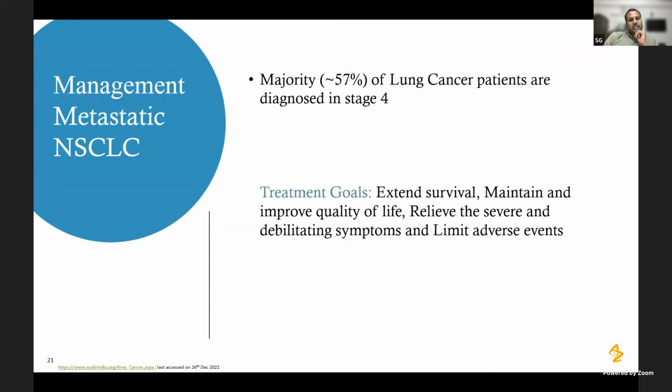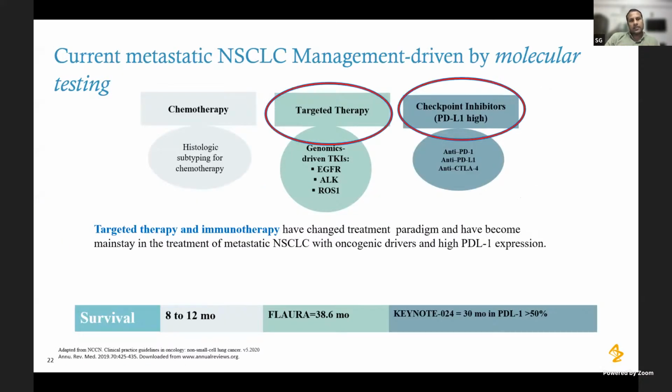Now, management of metastatic non-small cell lung carcinoma. Around 60% of lung cancer patients are usually diagnosed at stage 4. And treatment goals usually include improving the survival as well as improving the quality of life, and relieving the severe and debilitating symptoms as well as decreasing the side effects.